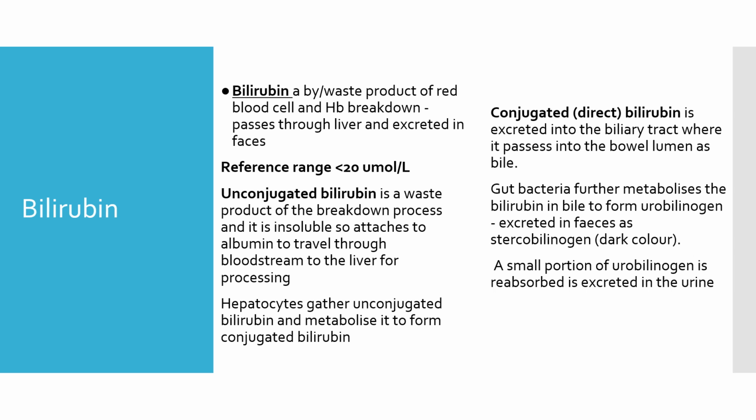Unconjugated high bilirubin is normally Gilbert syndrome or hemolysis, that is, increased breakdown of red blood cells. And an elevated conjugated bilirubin is normally coming from a liver problem, and it can end up causing jaundice as well.